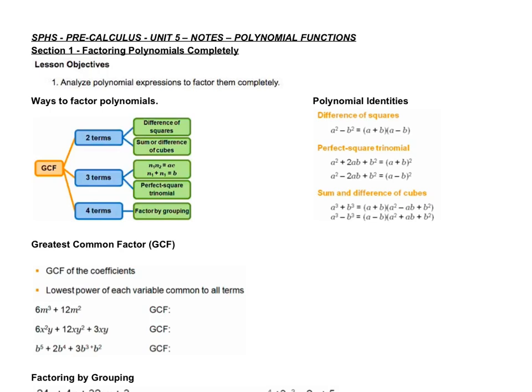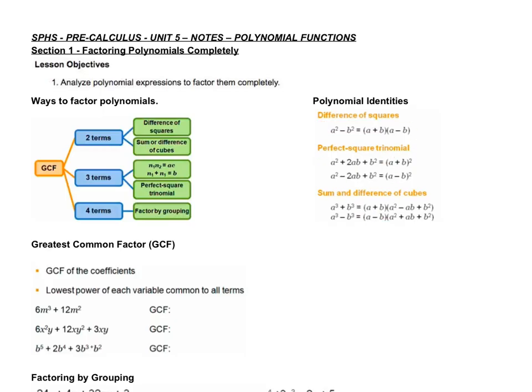This is Unit 5, and this is about polynomial functions. And what we want to do in section 1 today is factor polynomials completely. Now, you've learned how to factor, but we have some identities and things that we want to make sure we know how to do.